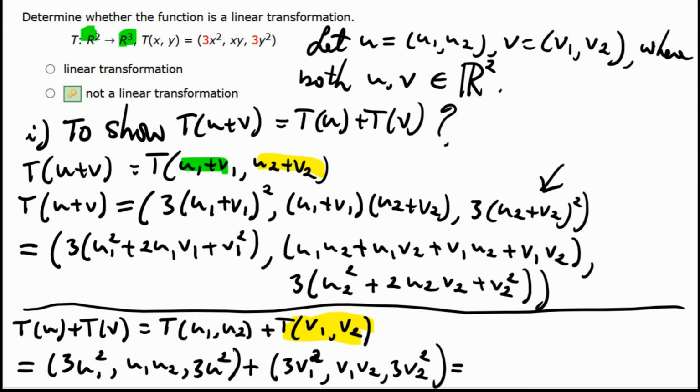And I bet you I cannot fit all this stuff right there. Well, I know I can't. So interestingly, I need to work this out on another page. And let's do that. So we have that T of u plus T of v, and I think I better write it out again so I can see.